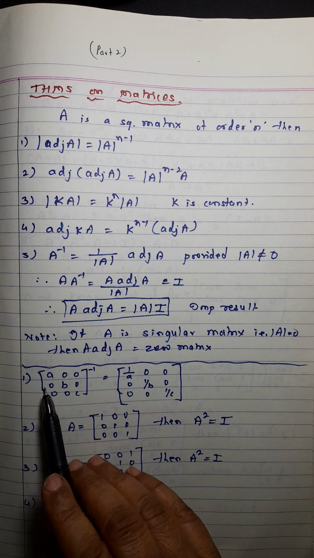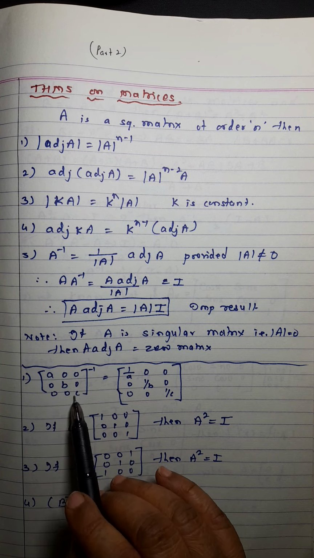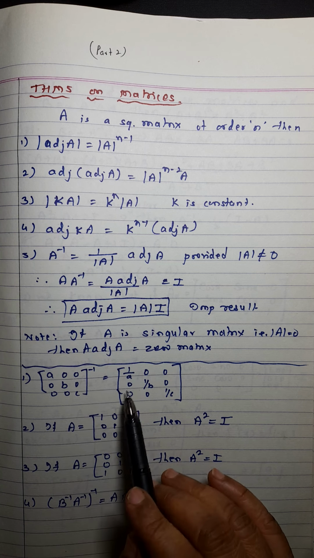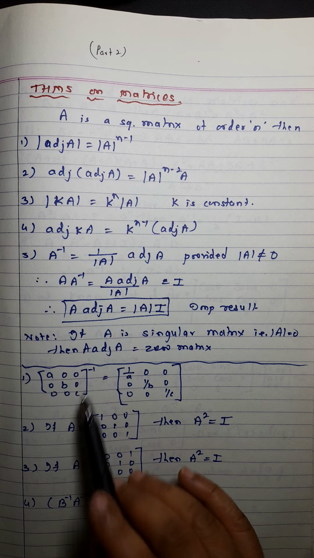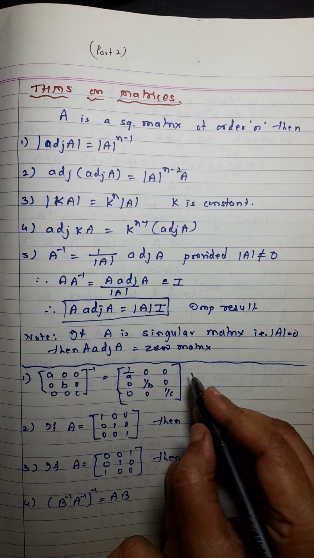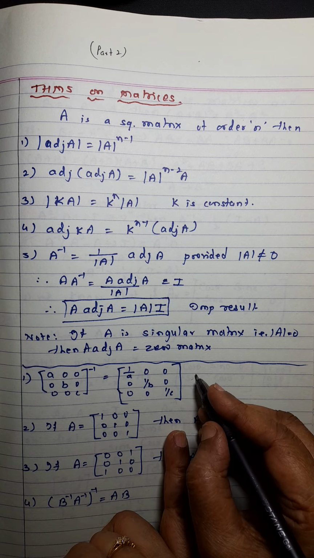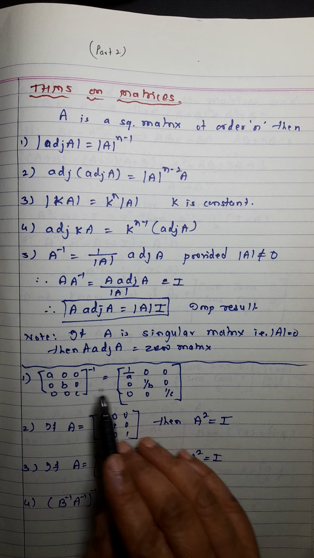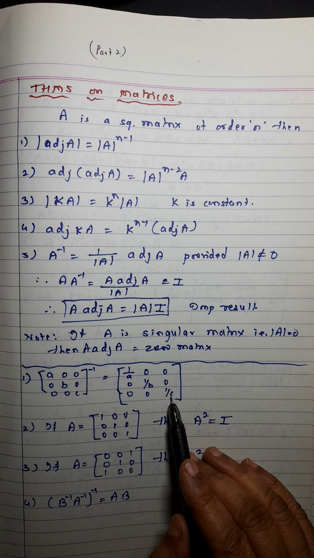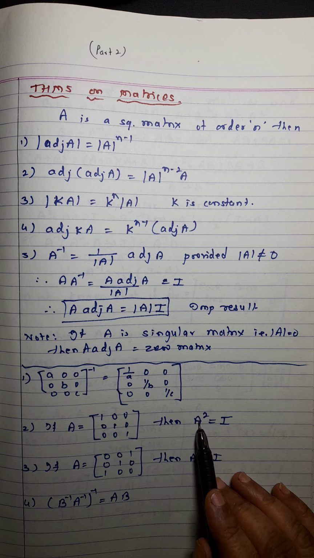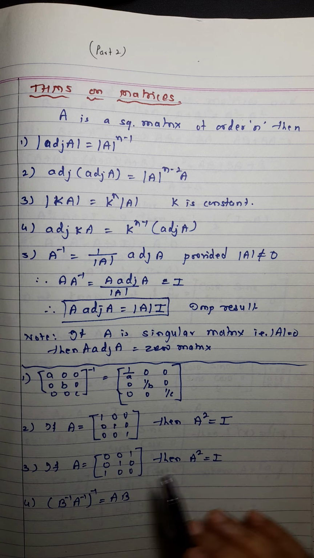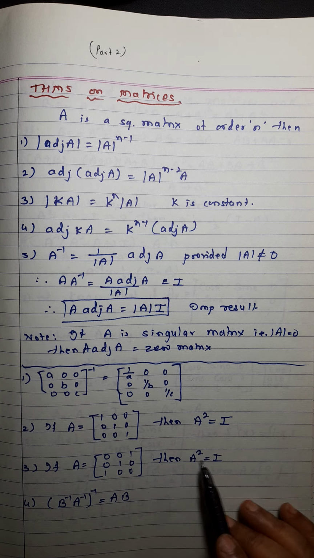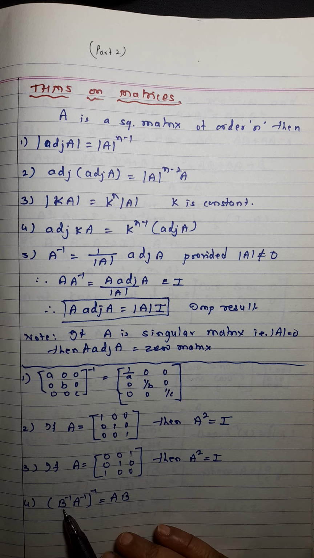Another important theorem: if this is a diagonal matrix with entries A, B, C, its inverse is 1 upon A, 1 upon B, 1 upon C. For this matrix, A square is I. Even for this also A square is I. And this is a very important property.